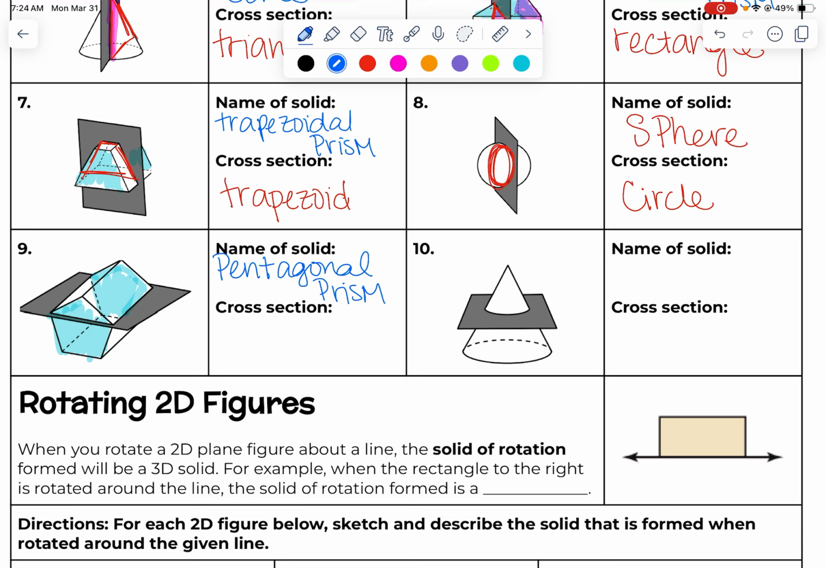Since it is a pentagonal prism, we need to look at our cross section, which is horizontal to the base. So when we draw our cross section, it's not going to look like the base. It's going to look like this bottom section, which is a rectangle.